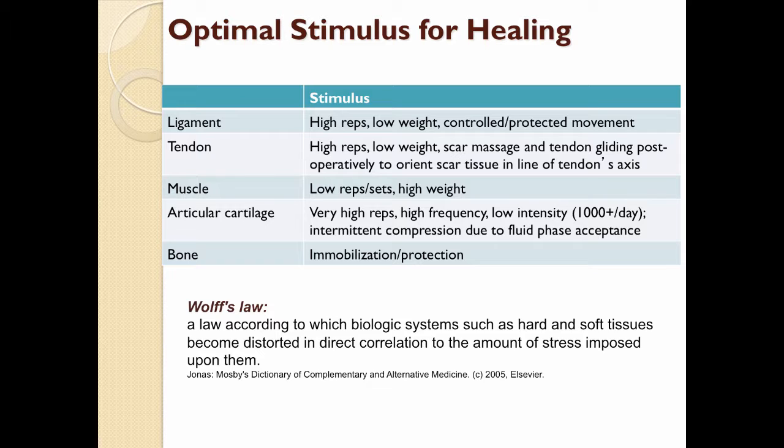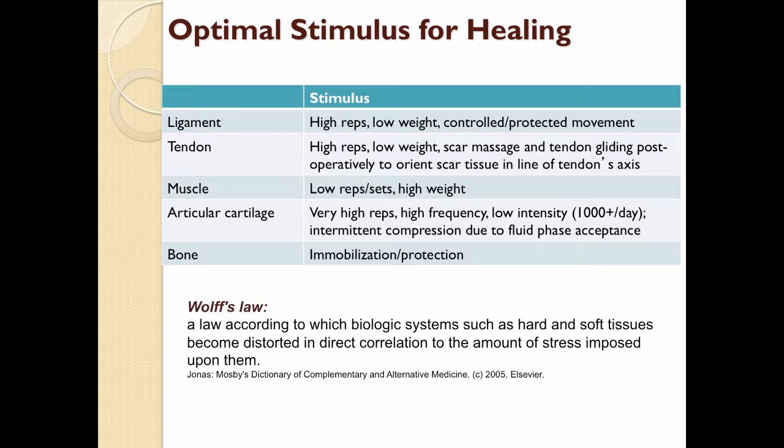And then our articular cartilage, we want very high reps, real high frequency, but low intensity. So we're looking at doing 1,000+ repetitions a day. And then we also want intermittent compression due to fluid phase acceptance. And then bone, we immobilize and protect.